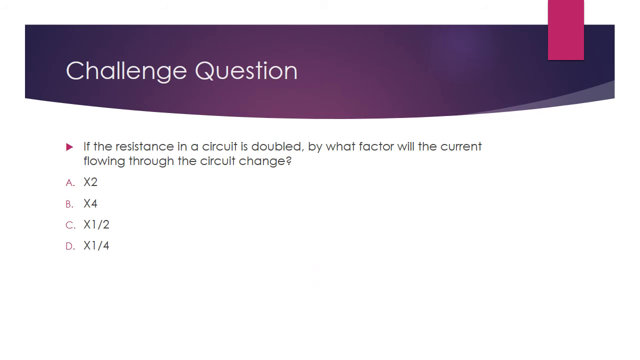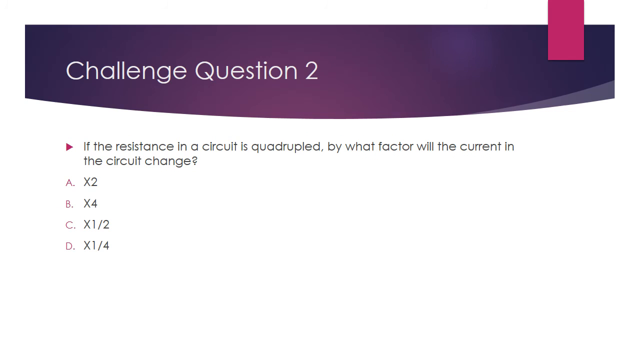Time for a challenge question. If the resistance in a circuit is doubled, by what factor will the current flowing through the circuit change? Will it be twice as much current, 4 times as much current, half as much current, or 1/4 as much? The answer is half as much, because the more resistance, the less the current.